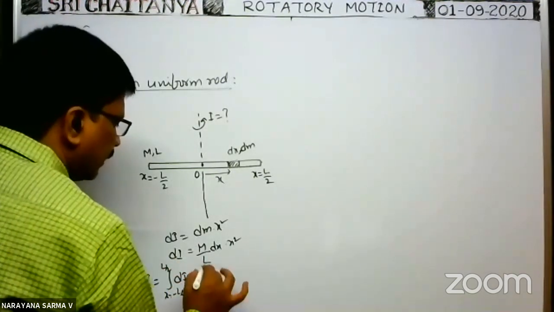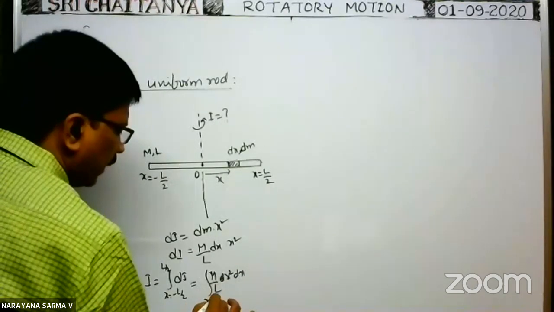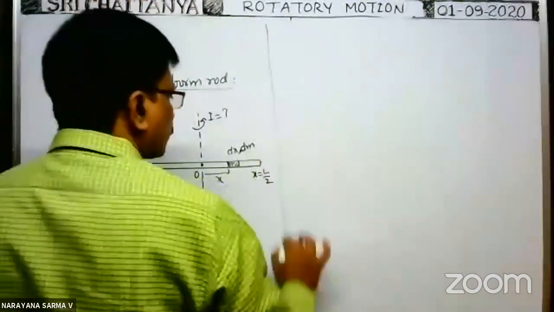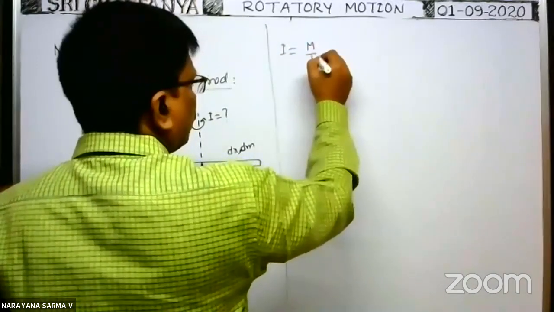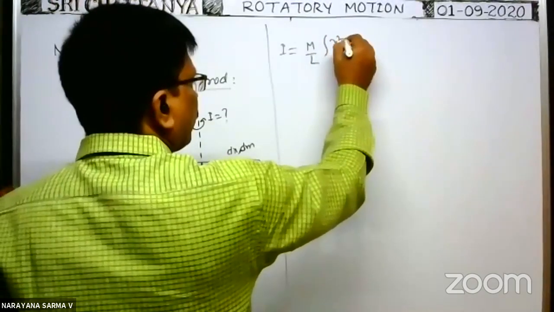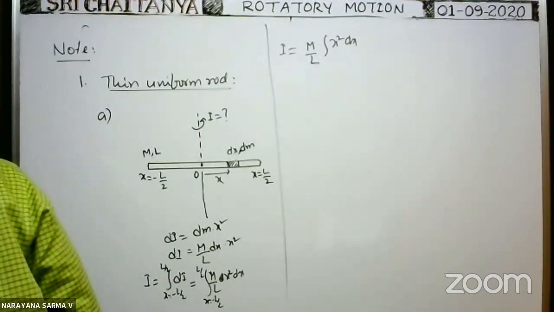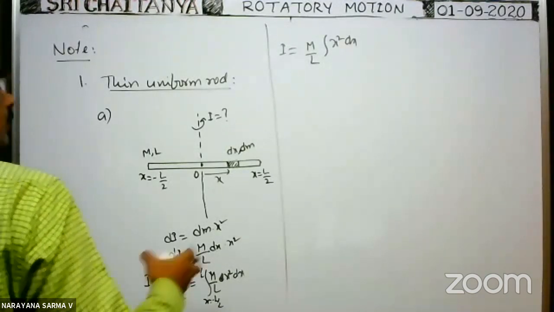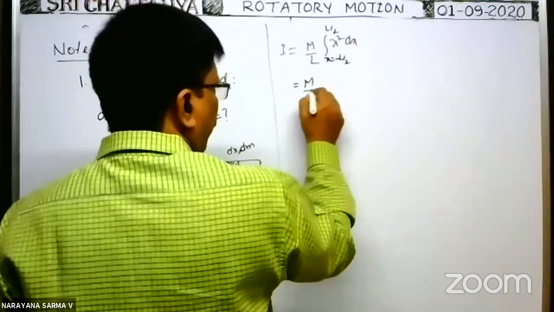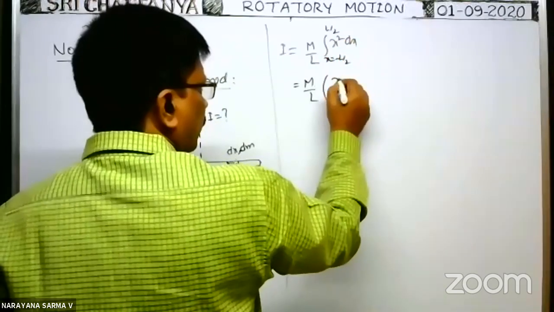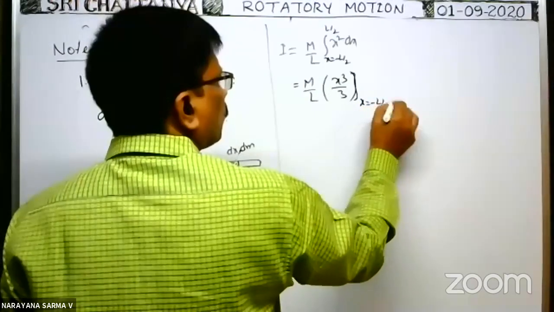That is equal to the integral of dI, which means m by L into x square into dx, with limits x is equal to minus L by 2 to plus L by 2. So I is equal to m by L, which is constant, so you write it outside, into the integral of x square dx. Now apply the integration principle: the integral of x square dx is x cube by 3, with limits x is equal to minus L by 2 to plus L by 2.